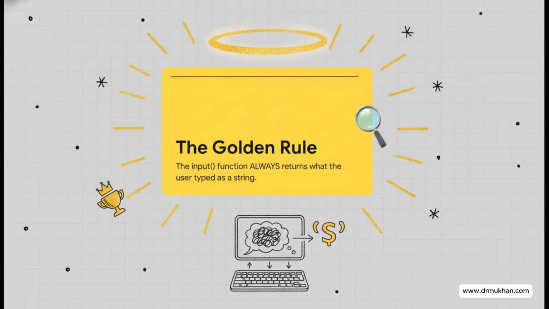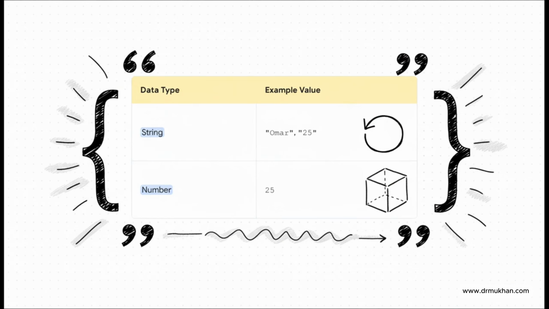Okay, this brings us to the most important rule about the input function. You have to remember this. No matter what, input always gives you back a string, even if you type a number like 25.